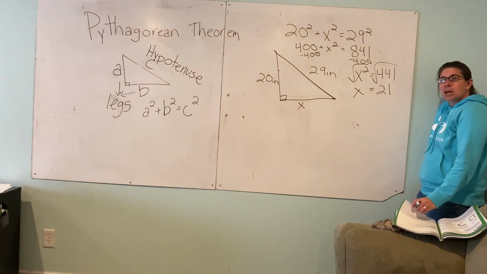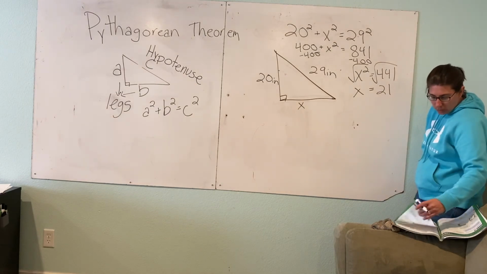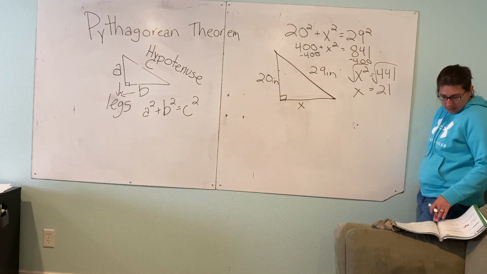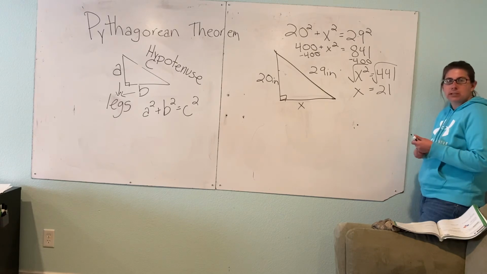Okay, so these that I'm doing with you right here both came out to perfect squares. They're not always going to come out to perfect squares. Sometimes you're going to get a really long decimal, and that's okay. A lot of times it's just going to say, hey, round to the nearest tenth, right?